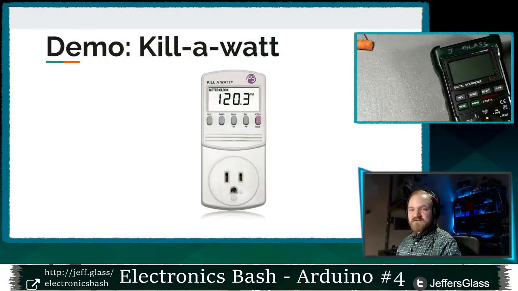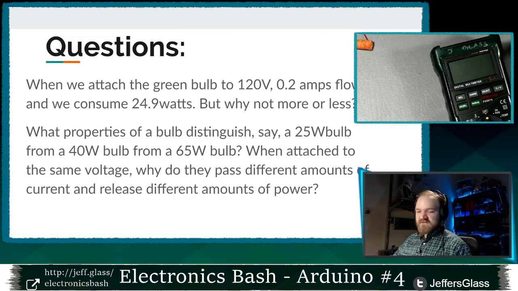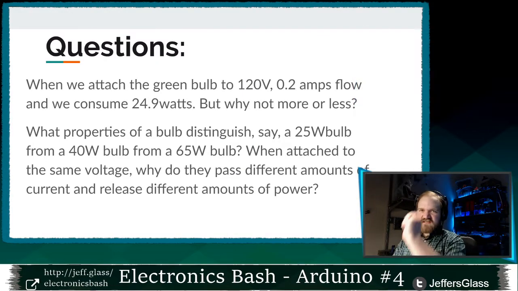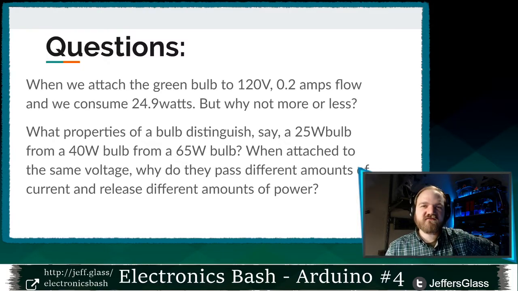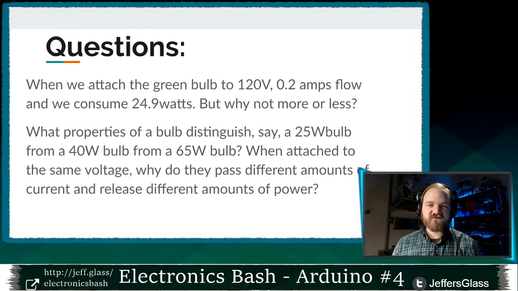We did our kilowatt demo. So let's think a little bit about the units we saw pop up on that kilowatt there. When we plugged in the green bulb, we had about 0.2 amps flow at 25 watts or so. But why those numbers, right?